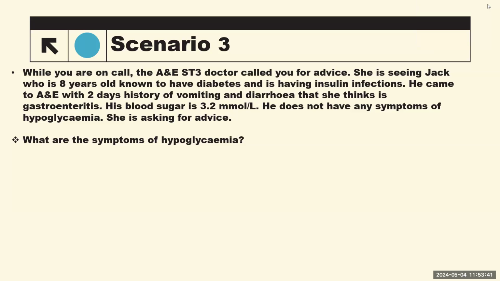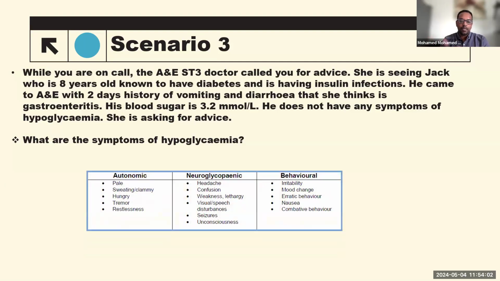Lightheadedness, sweating, feeling of hunger, tremors. Yeah. So it's always good to assess that subjectively. Don't take the word, oh, no hypoglycemia. Just ask more questions to understand, because this will change how you manage the patient. So autonomic, hypoglycemic, and behavioral, there's tons of them.